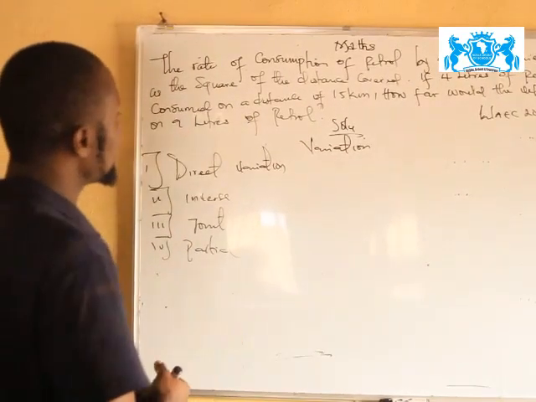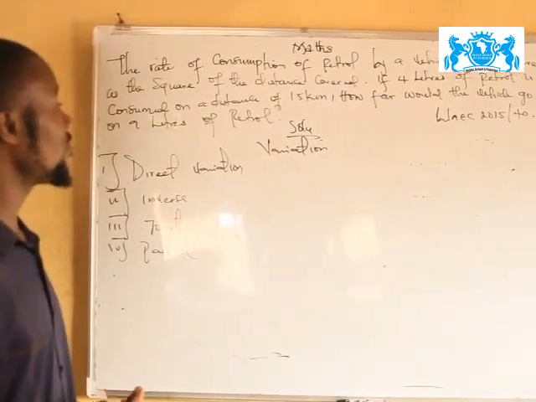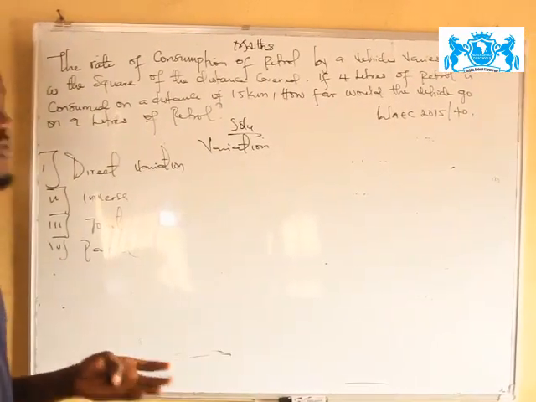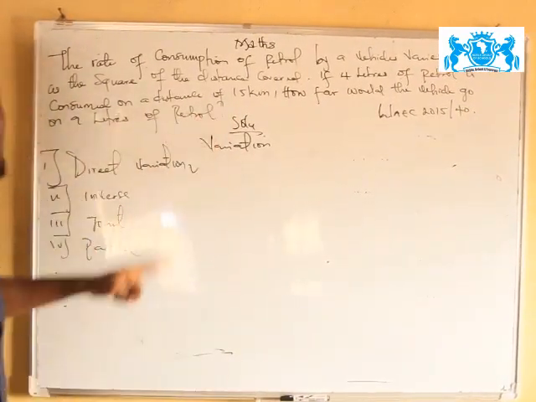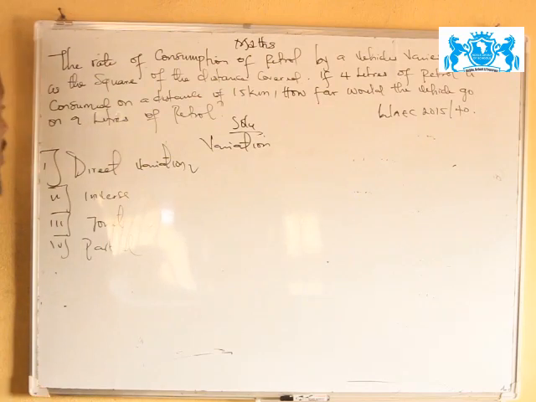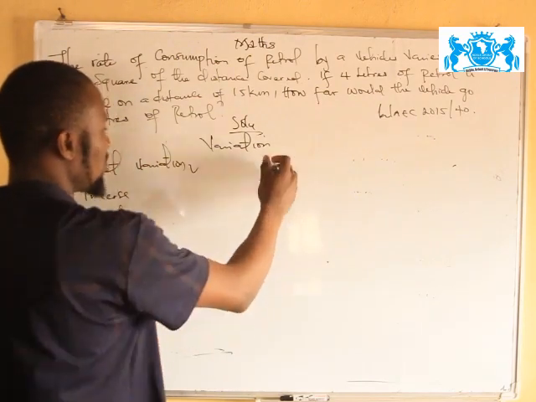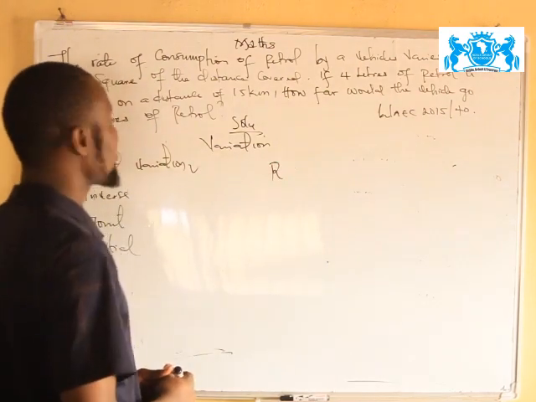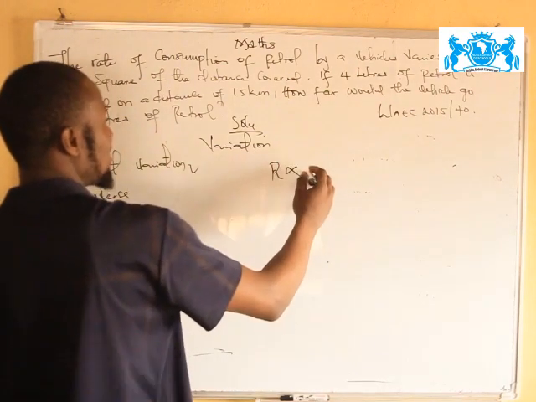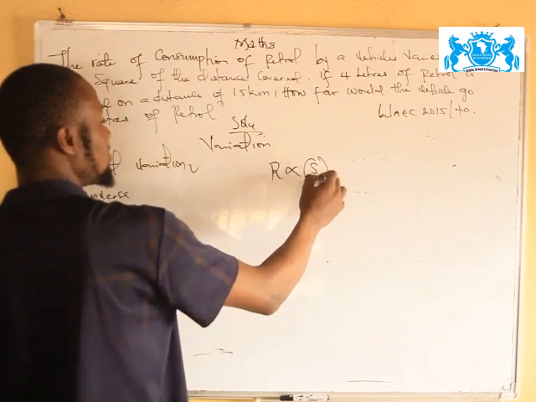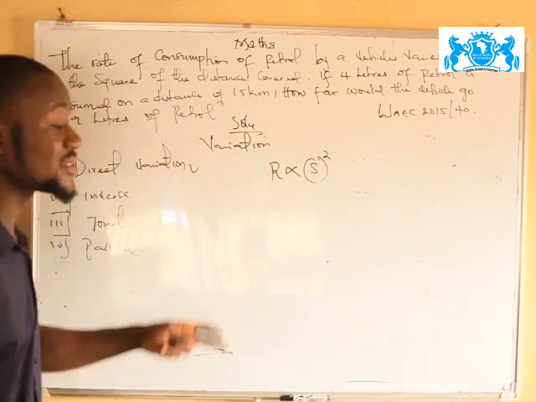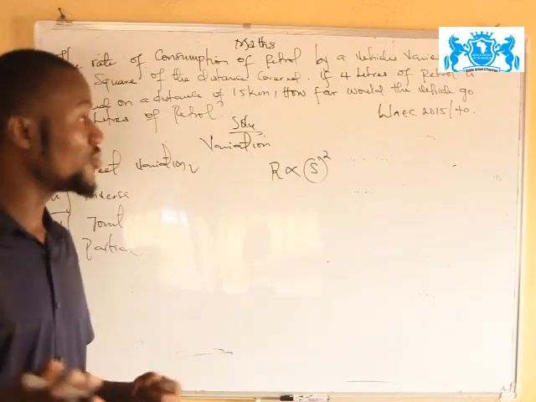Now, the question says the rate of consumption of petrol by a vehicle varies directly, meaning that we are looking at direct variation in this question, as the square of the distance covered. Varies directly as the square. You can denote the distance as x, or you can denote it as d, no problem.